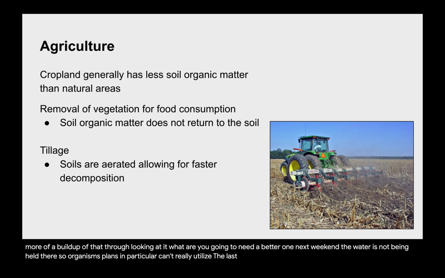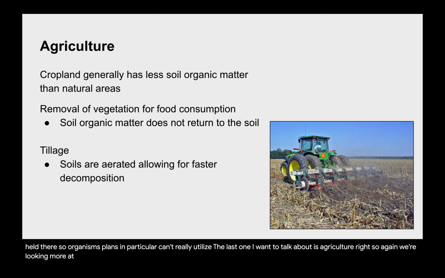The last one I want to talk about is agriculture. So again, we're looking more at a local scale here. Agriculture, cropland tends to have less soil organic matter, even though they're very productive areas where they're actively growing a lot of plants. Those plants are being harvested, though, and being taken away from that area. And so there's not a lot of import back into the soil.